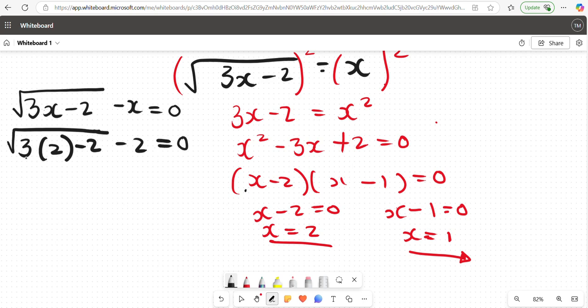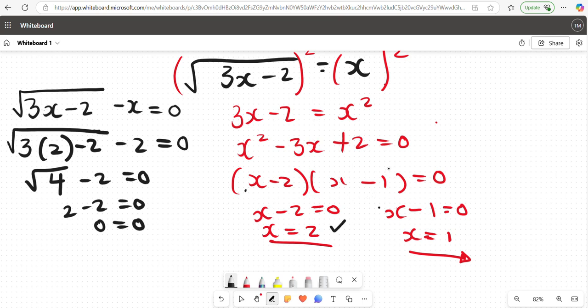We want to see, is this going to make sense? 3 times 2 gives me a 6, minus the 2 is a 4, so we have the square root of 4 minus 2. The square root of 4 is 2, and so 2 minus 2 does give me a 0. So that one does make sense, right? So this solution that we have definitely does make sense. Let's try the next one.